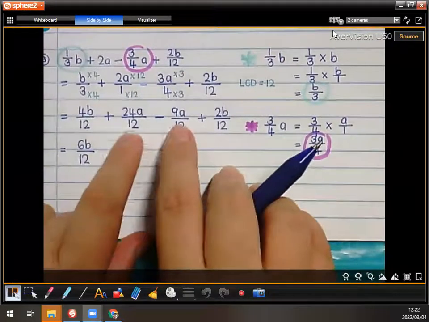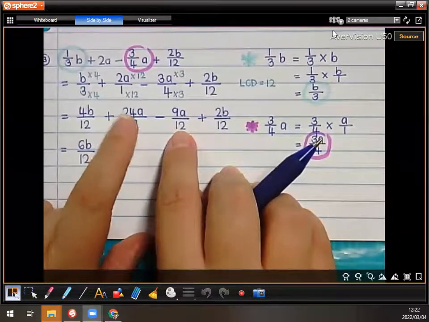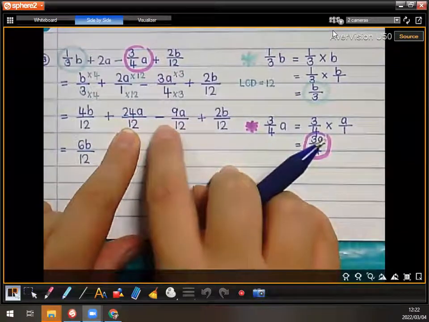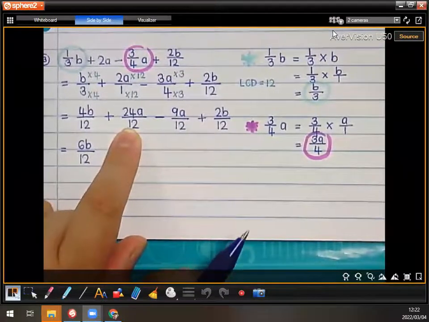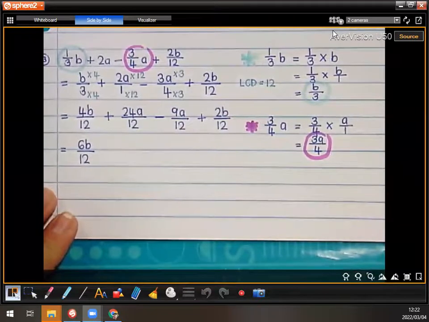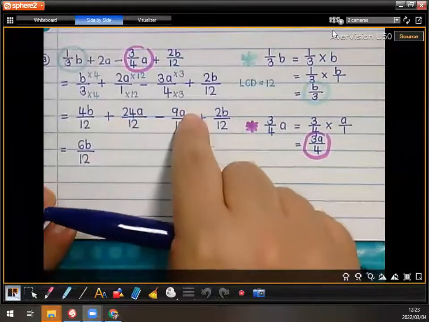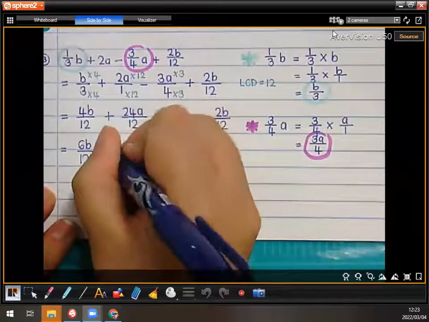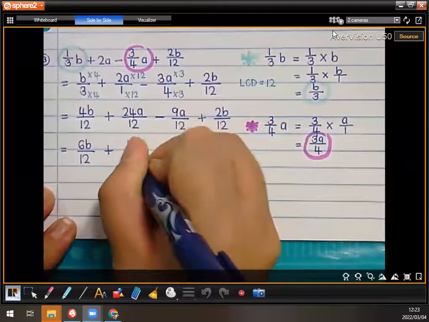And then let's look for our a's. We're finding like terms now, right? 24a minus 9a. What's 24 minus 9? 15. So it's going to be 15a, right? Is it positive 15a or negative 15a? Positive, right? I'm saying 24 minus 9. That's an answer of positive 15a. So it has to be a plus 15a over 12.